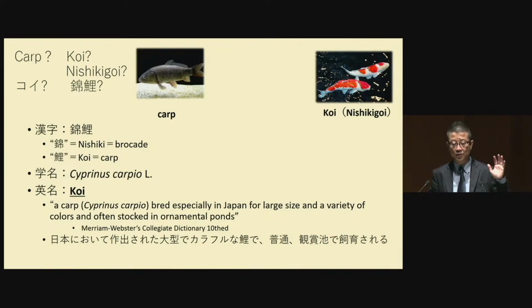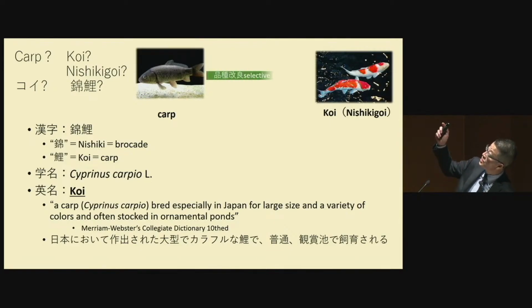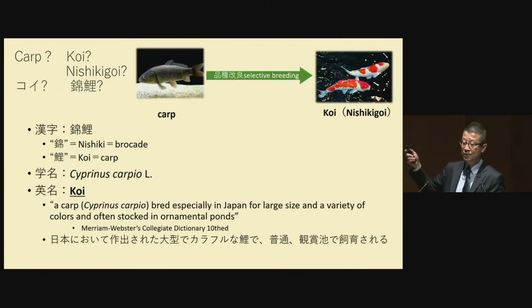So what is Nishiki for Nishiki-goi? It means this very brocade, very precious brocade. And so Nishiki-goi directly translates as brocade carp. So as you know, Nishiki-goi was developed as a result of selective breeding from the wild carp. So this was an artificially created creature.